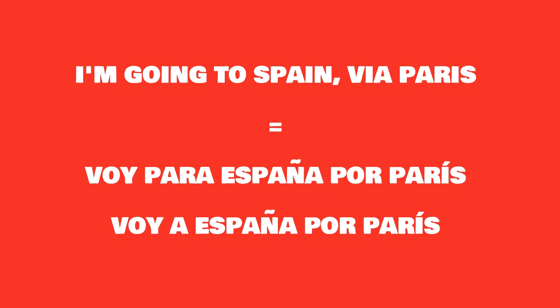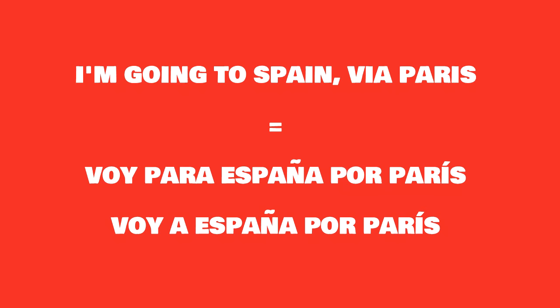You use para after voy because Spain is my final destination. I'm going to Spain. Voy para España. You could say voy a España there, but I'm trying to make a point. Then you use por before Paris because Paris is not the final destination. It's on the path, on the way to my final destination. Por París basically means via Paris or through Paris.